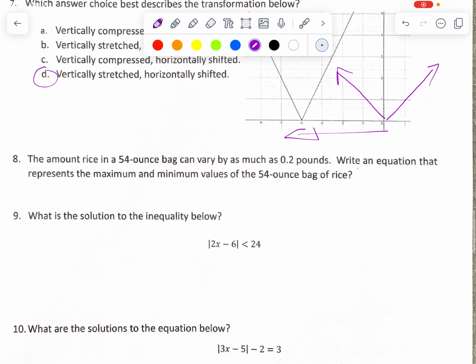All right. Number 8. When you're writing absolute value equations, you want to find the main part of the problem first, and you want to put the variance, or what's changing, on the outside. So you have a 54-ounce bag of rice, and it's changing as much as 0.2 pounds. So the variance, which I circled, is going to go on the outside. Remember, it's always x minus 54. Put the variance on the outside.